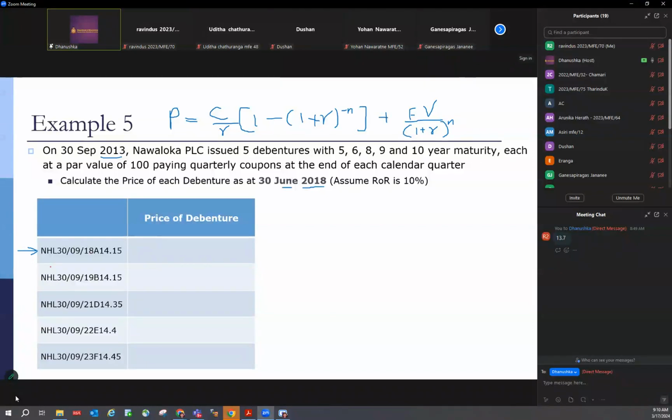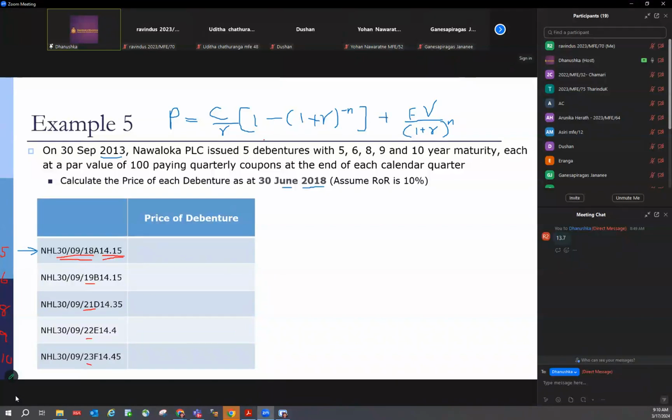Do you remember the naming convention of debentures we did last week, in the previous file? This gives you the maturity date of the debenture, and this gives you the coupon. Looking at this 2013 debenture, 30th of September 2013, the debenture was issued, and it is going to mature 30th of September 2018. This will mature 2019, 21, 22, 23, which is how we came up with the fact that this is a 5-year debenture, 2013 to 2018, 6-year debenture, 8-year debenture, 9-year debenture, and a 10-year debenture. Right?